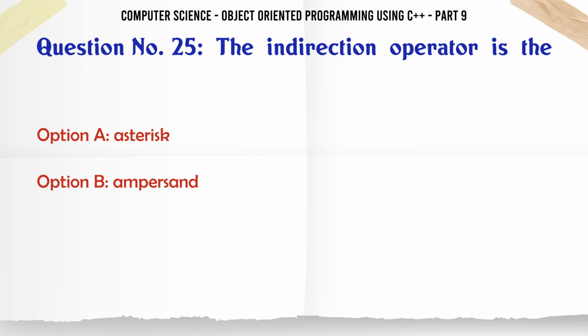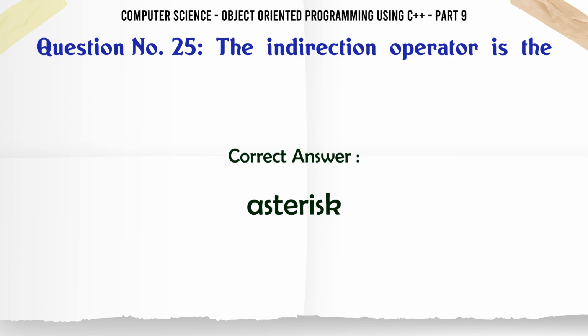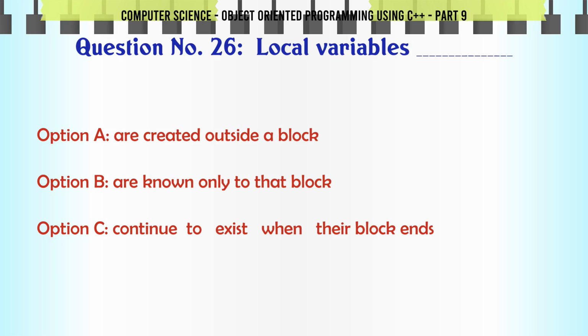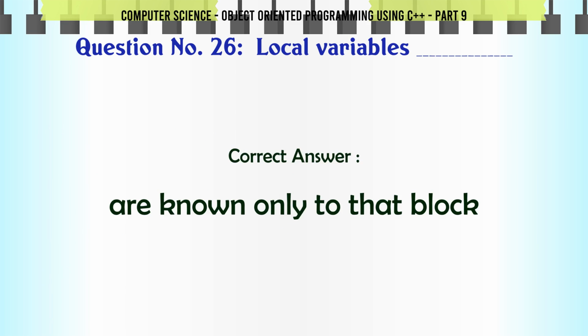asterisk. B. ampersand. C. $ sign. D. plus sign. The correct answer is asterisk. Local variables: A. are created outside a block. B. are known only to that block. C. continue to exist when their block ends. D. are illegal in C. The correct answer is are known only to that block.